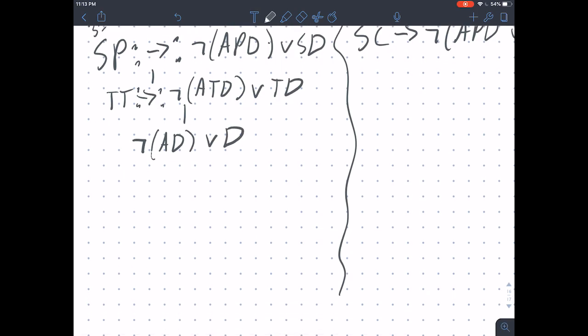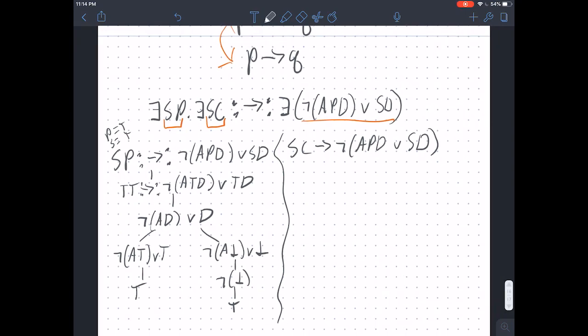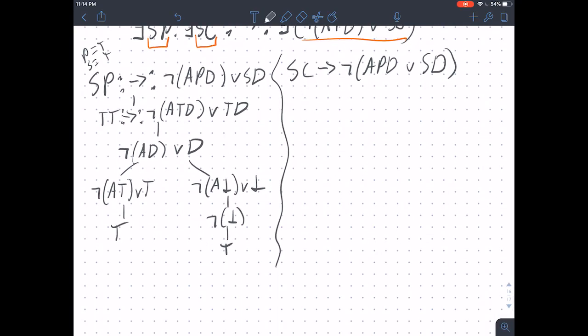Right, and then we branch on the D, so not. So that just goes to true. So this is going to be not false, which is true. And so we can stop here, actually.